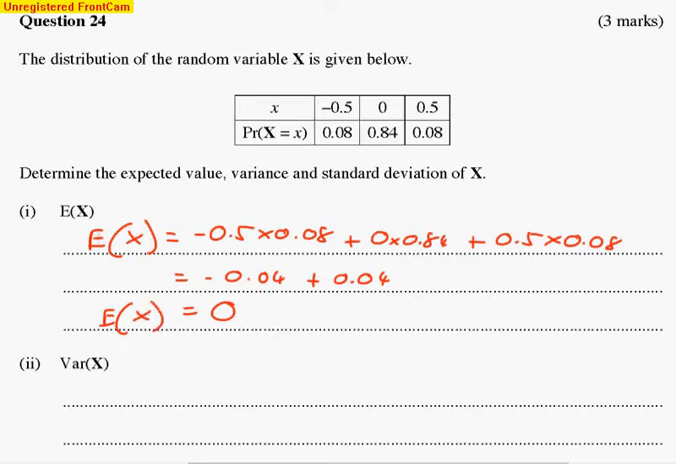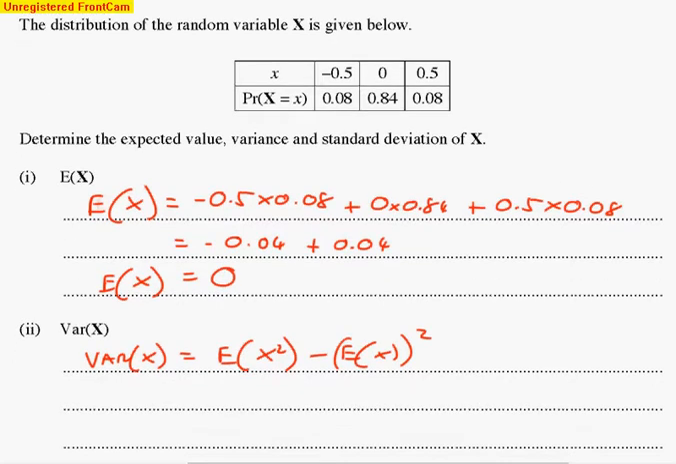Next bit, to find the variance. Now, to find the variance of x, we have to have the expected value of x squared minus the expected value of x all squared. So for this we now have to work out what the expected value of x squared is. So to do that you have to square the x values and then multiply by the probability, do it for each one and add them all up.